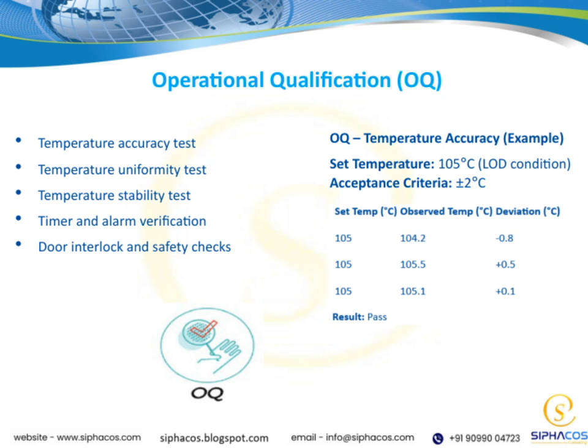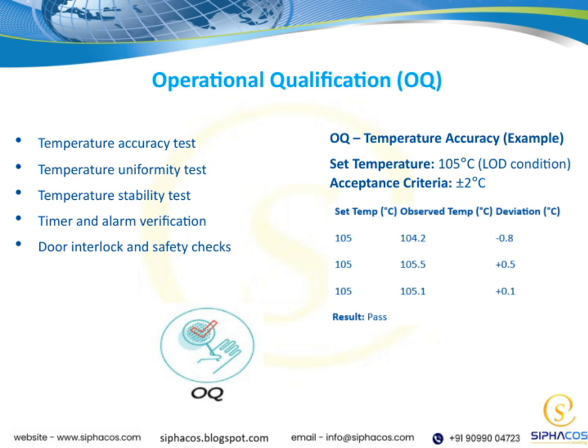During the OQ, we perform several key tests. First, the temperature accuracy test to confirm the device hits the target temperature reliably. Next, the temperature uniformity test, which checks whether the temperature is consistent throughout the chamber. Then, the temperature stability test to ensure the temperature remains steady over time.